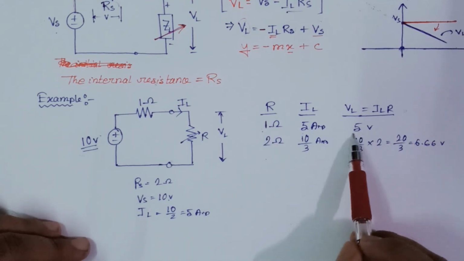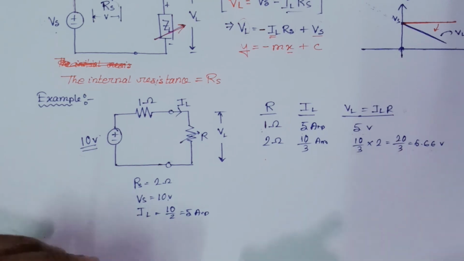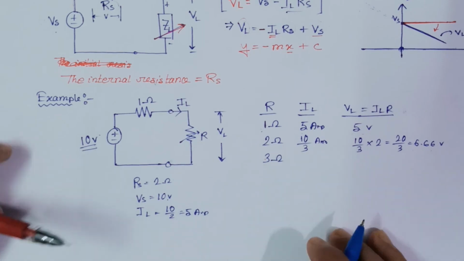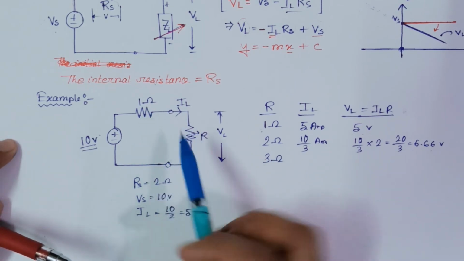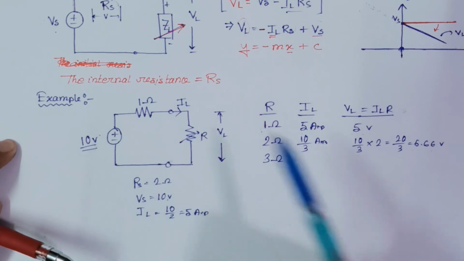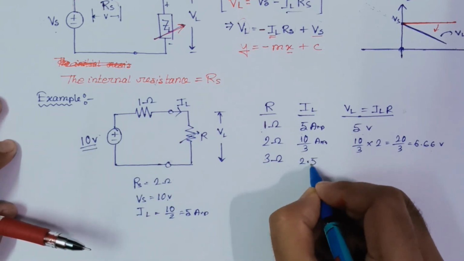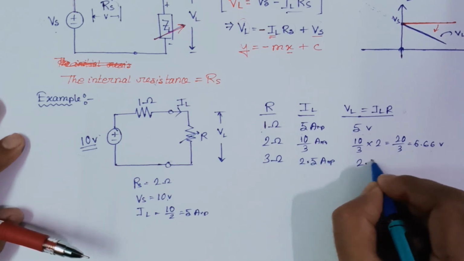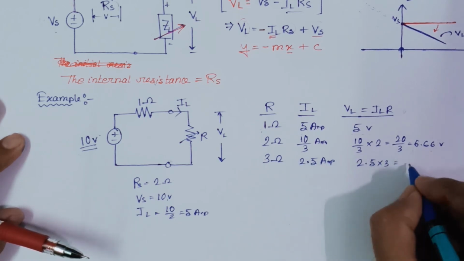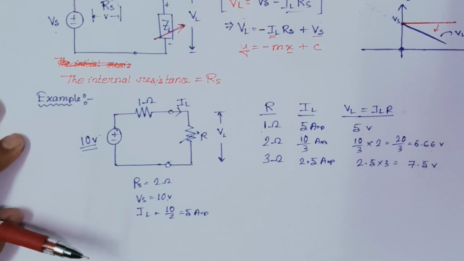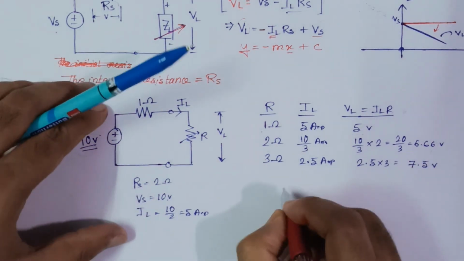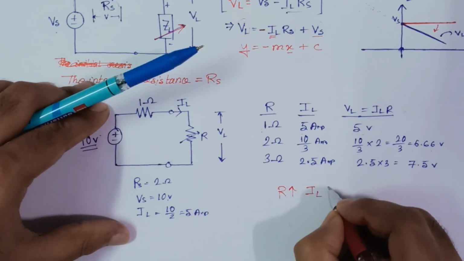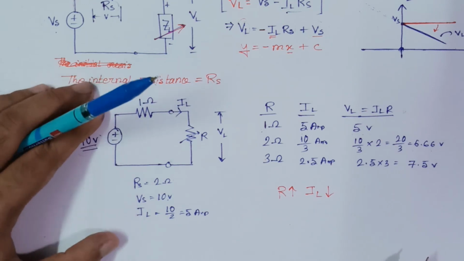Now see, in this case, when we vary the resistance from 1 ohm to 2 ohm, the load voltage is not constant. It changes from 5 volt to 6.6 volt. Now again we consider this resistance to be 3 ohm. If this value is 3 ohm, 3 plus 1 means 4. 10 divided by 4 means IL will be 2.5 ampere, and now the voltage VL will be 2.5 into 3, which means 7.5 volts.